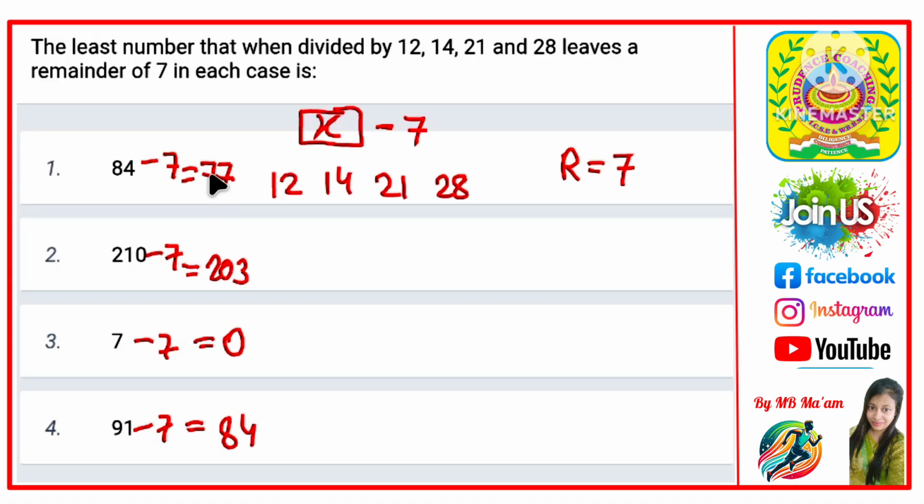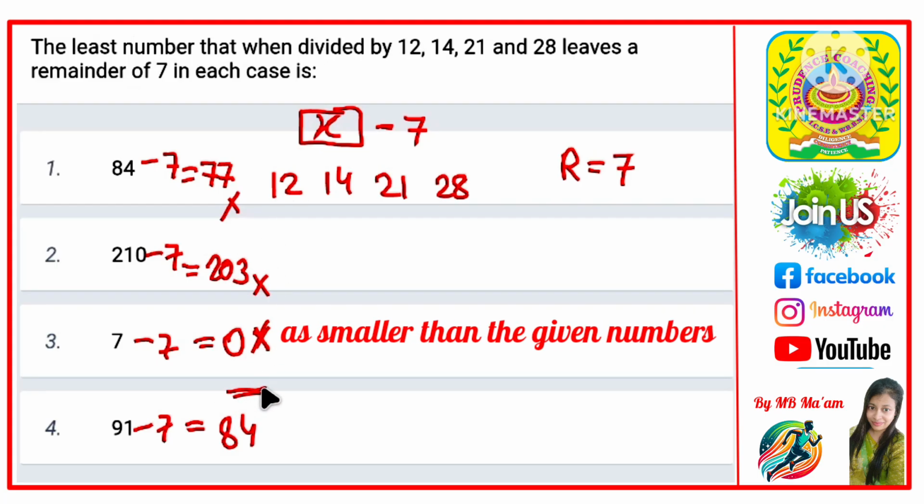Now here we have 77. Can we divide 77 by 12? 77 is an odd number whereas 12 is an even number, so it is not possible. So this will not be our answer. Here also this is odd divided by even, this is also wrong. So this will also not be our answer, that is 0. If we see the last one, that is 84, you can divide 84 by 12, by 14, by 21, by 28 as well without leaving any remainder. So option number 4 will be our correct answer.